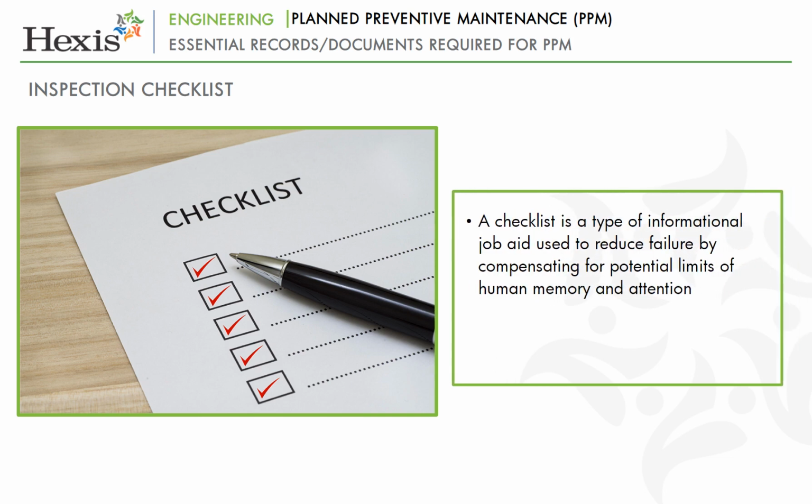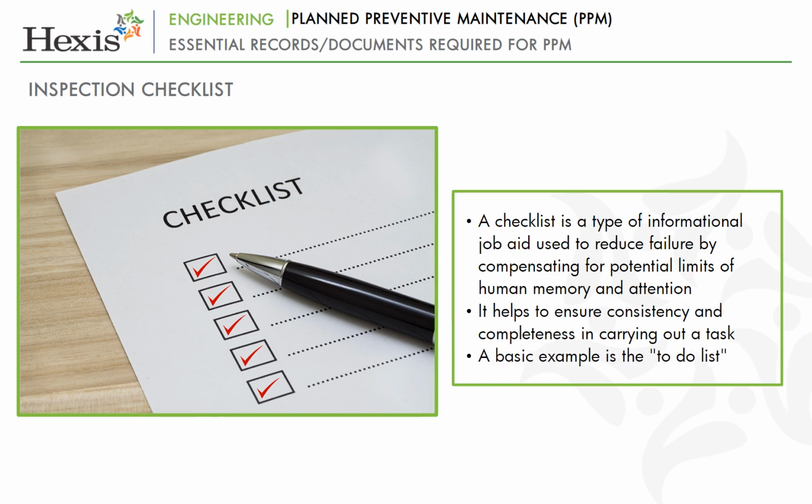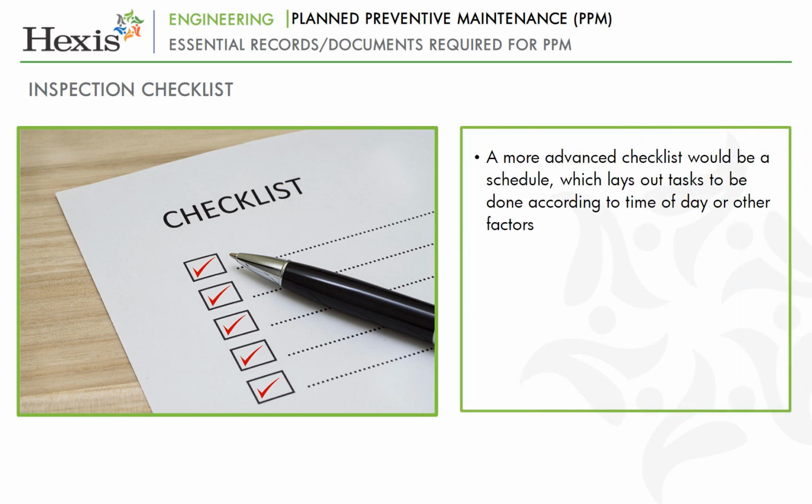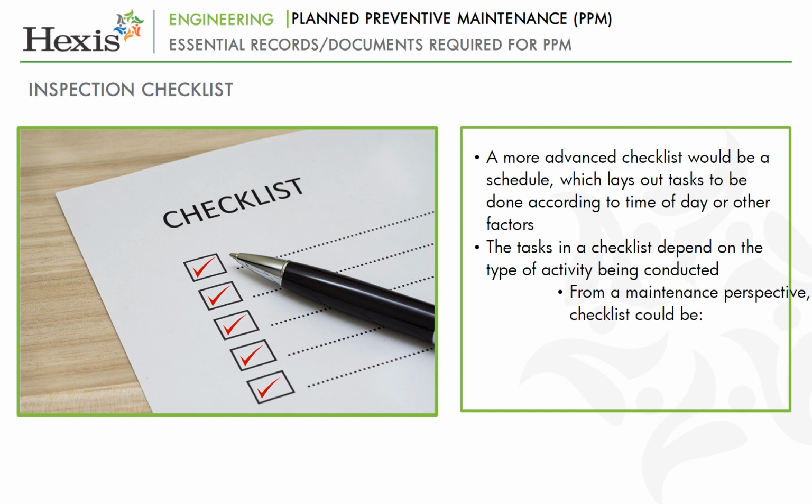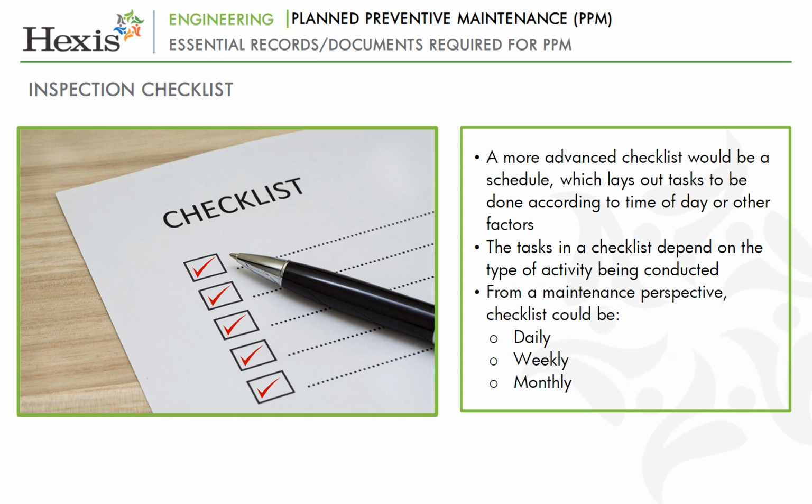A checklist is a type of informational job aid used to reduce failure by compensating for potential limits of human memory and attention. It helps to ensure consistency and completeness in carrying out a task. A basic example is the to-do list. A more advanced checklist would be a schedule, which lays out tasks to be done according to time of day or other factors. The tasks in a checklist will depend on the type of activity being conducted. From a maintenance perspective, a checklist could be daily, weekly, monthly, etc.